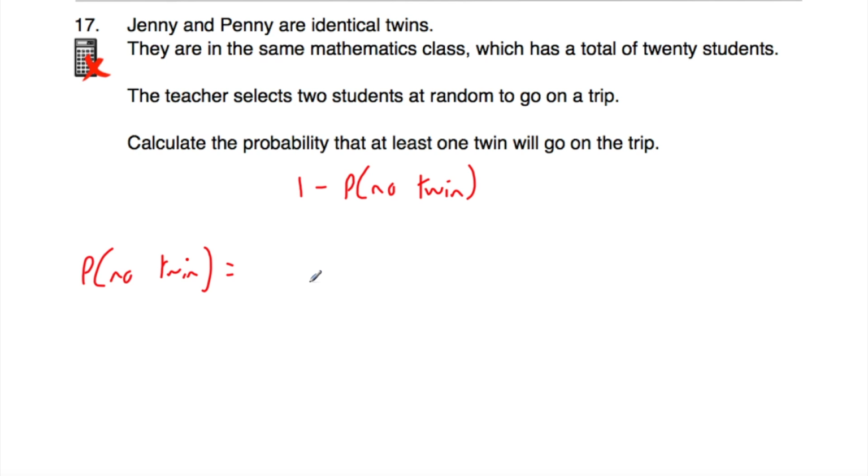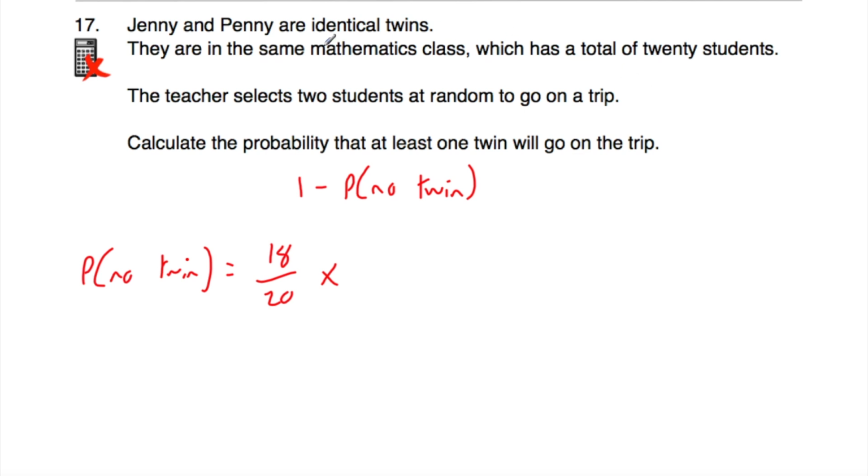So that means it'll be the probability of getting somebody else and then somebody else. So let's find the probability that somebody else is selected to begin with. So we've got Jenny, Penny, and there's 20 students altogether. So that means there's going to be 18 other students. So the probability that somebody else is picked to begin with would be 18 out of 20. It'd be one of those 18 students, and then it would be out of the 20 students altogether. So that's the probability that somebody else is picked, 18/20.